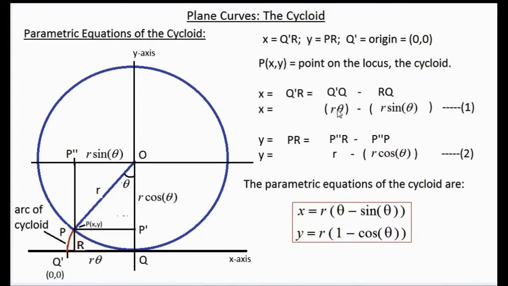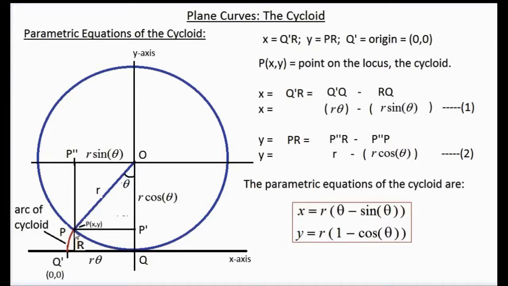But Q prime Q is r theta because there is no slipping as the circle moves along the straight line. Q prime Q must be equal to arc PQ because there is no slipping. So it follows that Q prime Q equals r theta. Likewise, RQ can be easily computed as equal to P prime, which is r sine theta. So that x is given by r theta minus r sine theta.